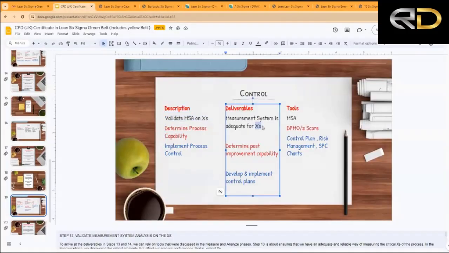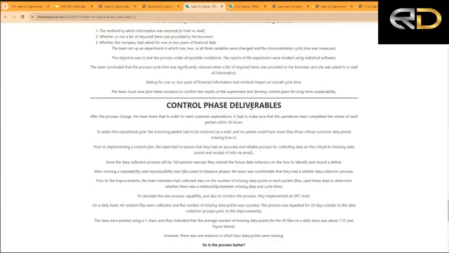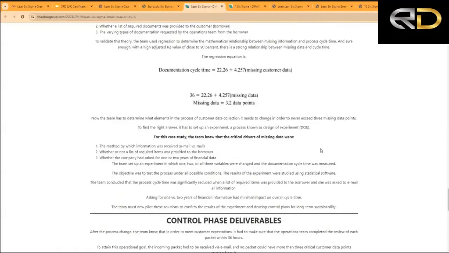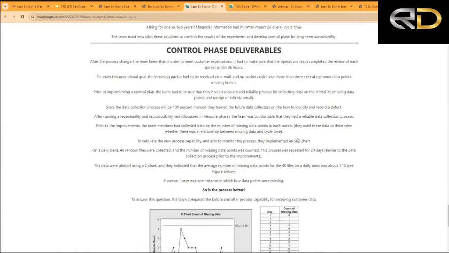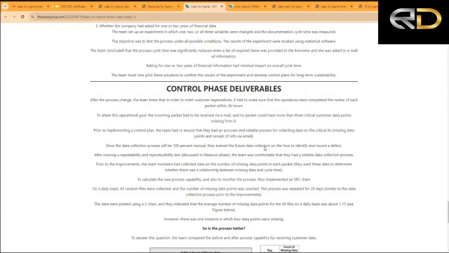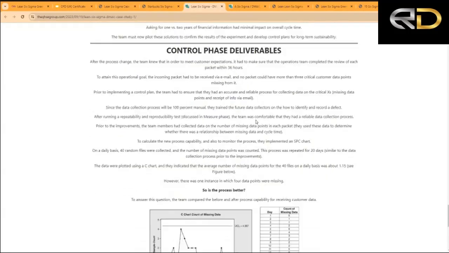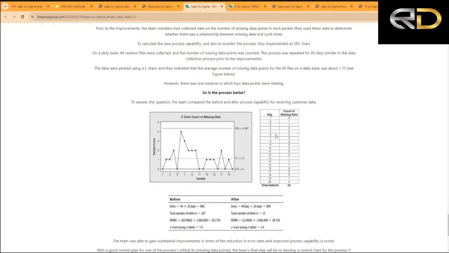Missing information, we have to keep missing data points on application forms below, what was it? It was below 3.2. And right now, the average was 1.5. So it means these improvement ideas were working. However, if you look at day number 6 here, we had 4 missing data points. But on the other days, from day 1 to day 20, we all had less than 3 missing data points.